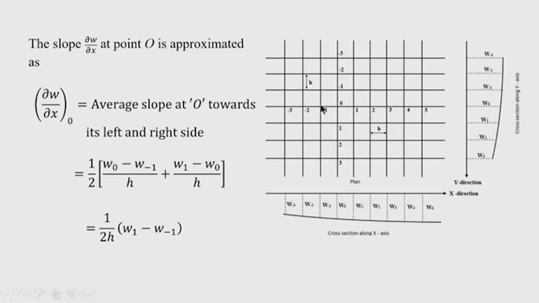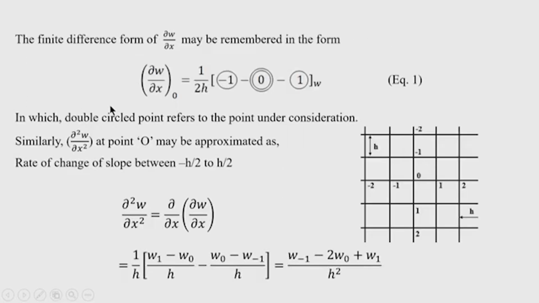If the deflections at the nodal points 1 and -1 are known, then it can be calculated as (w1 minus w-1) divided by 2h. So this is the finite difference form of the slope, the first derivative. Now let us discuss the second derivative, because before discussing it, we write the finite difference form of each of the derivatives in this form, because this will be easy to remember. You see, the double circle here represents the node. So at the node the coefficient is 0.